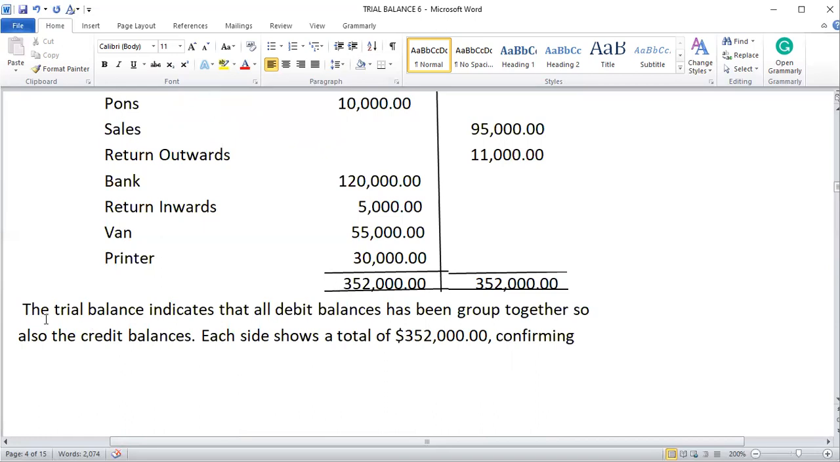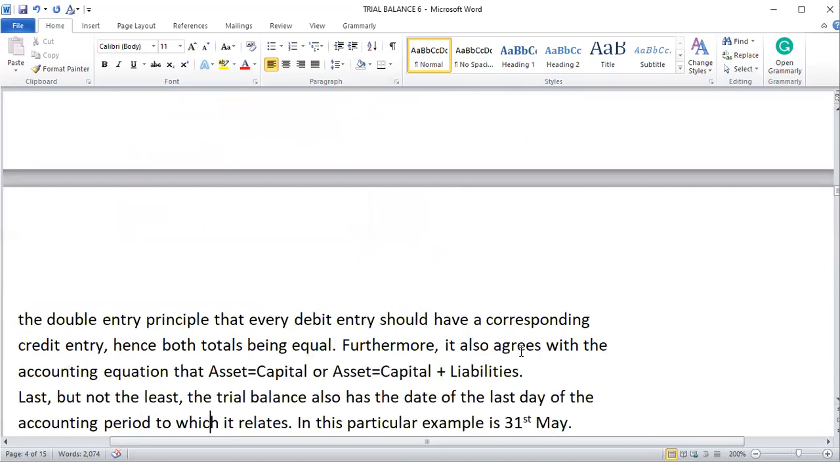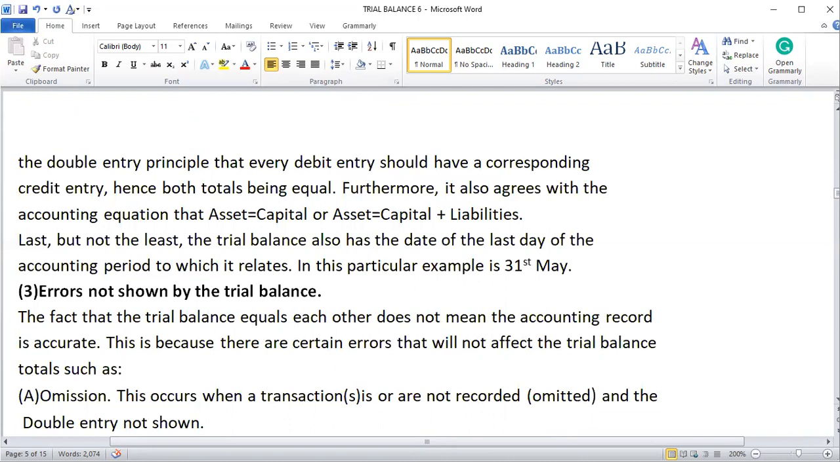Okay. So the trial balance indicates that all the debit balances have been grouped together, and also all the credit balances grouped together. Each side shows a total of $352,000, confirming the double entry principle that every debit entry should have a corresponding credit entry. Hence, both totals being equal, as I said, we total it, then they are equal. Furthermore, it also agrees with the accounting equation.